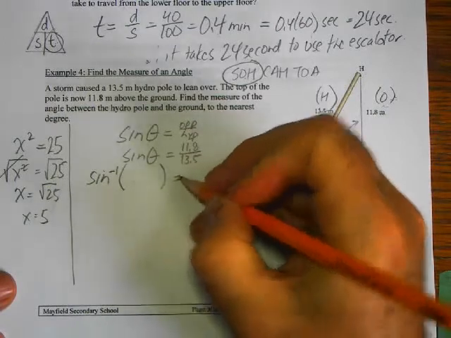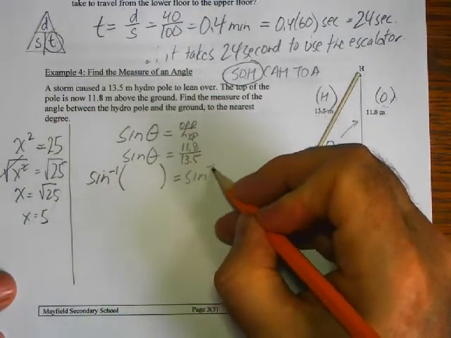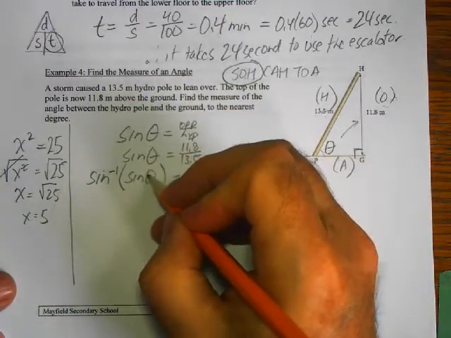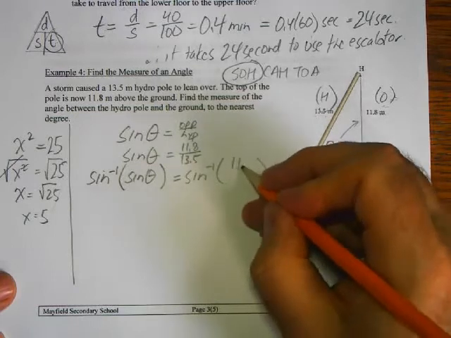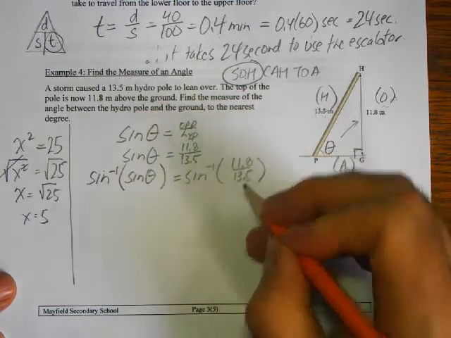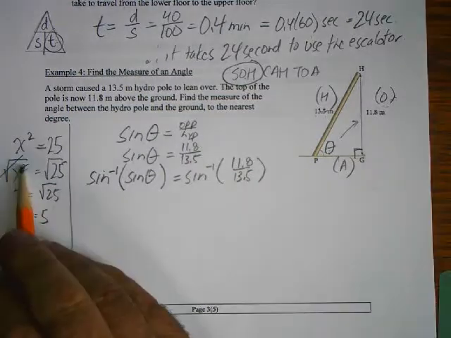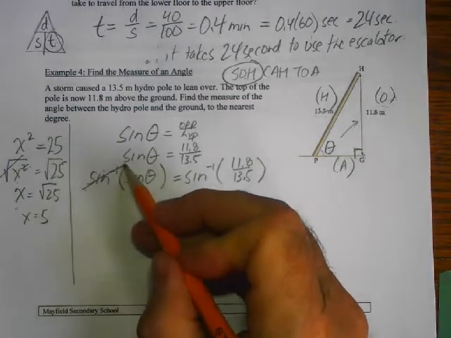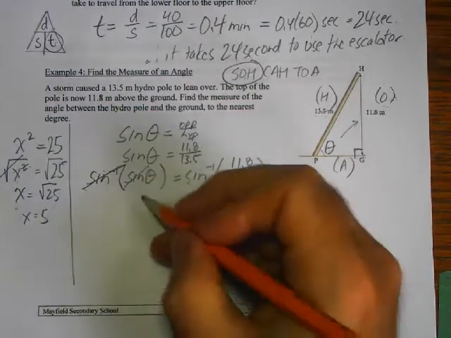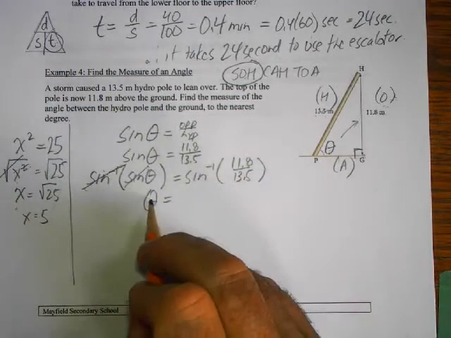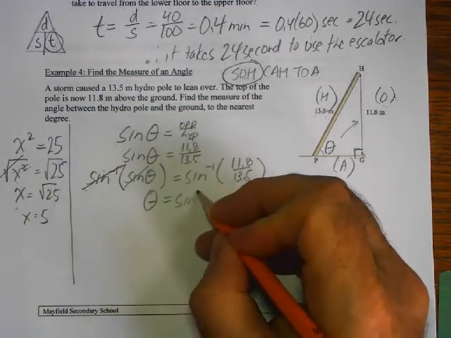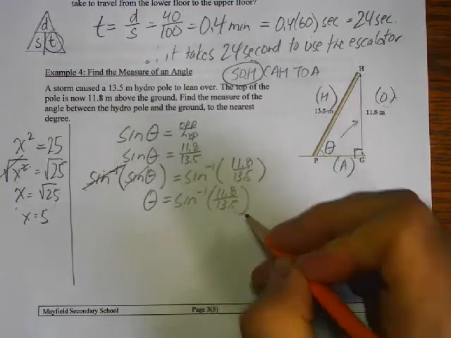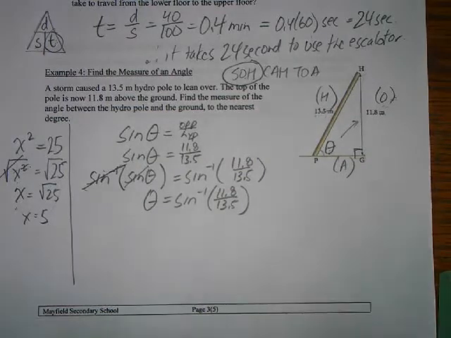So what I'm going to do is take the sine inverse of both sides. So take the sine inverse of sine theta, take the sine inverse of 11.8 over 13.5, and just like the square root and the squaring cancel each other out and you're just left with x, same thing happens here. Sine inverse and sine cancel, so I just have the angle left, theta. Still have a sine inverse over here, but I'll show you how to do that. Okay? All right, so go back to your calculators.